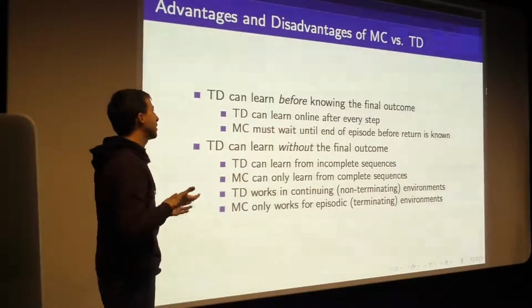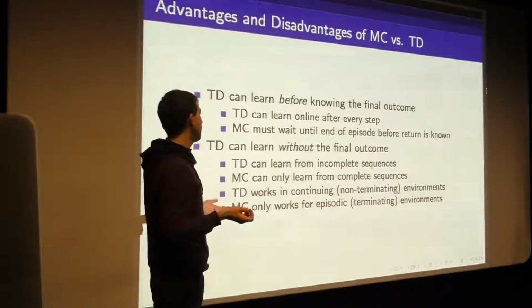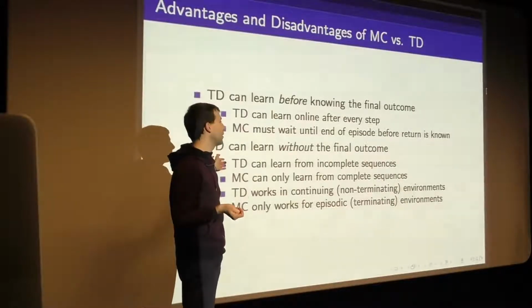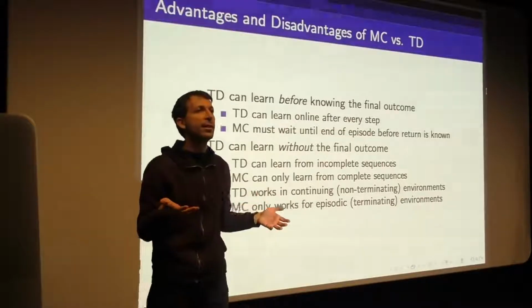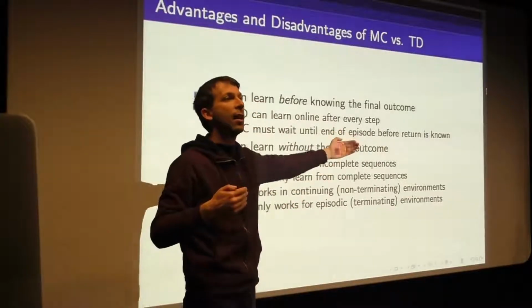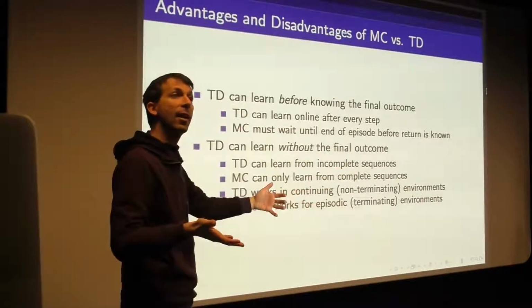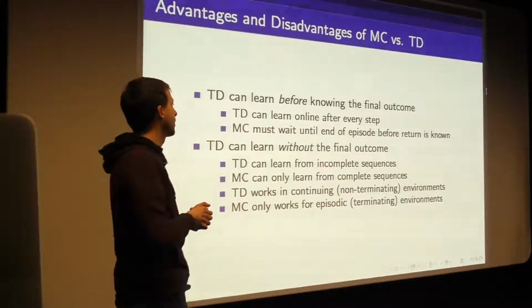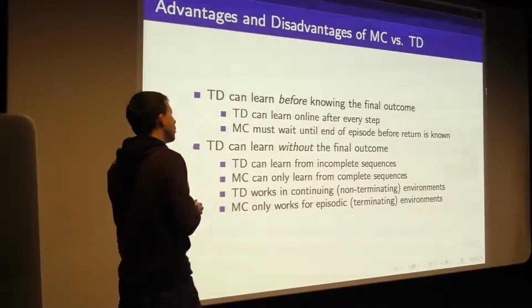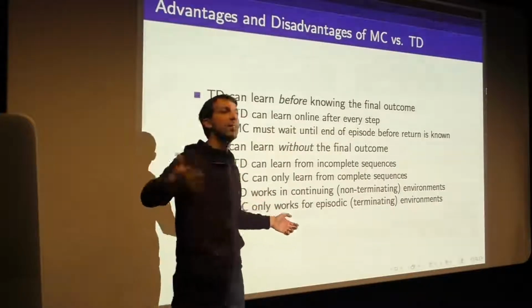One advantage of this is that TD can learn in situations where you never see the final outcome. So this basically means, what if you get incomplete sequences? What if you're learning in some situation where you just don't get to observe the return at the end of the episode? We'll see this later when we do off-policy learning. This really happens a lot in many cases. Or what happens if you want to deal with continuing environments that just go on and on forever and you never get to the end?